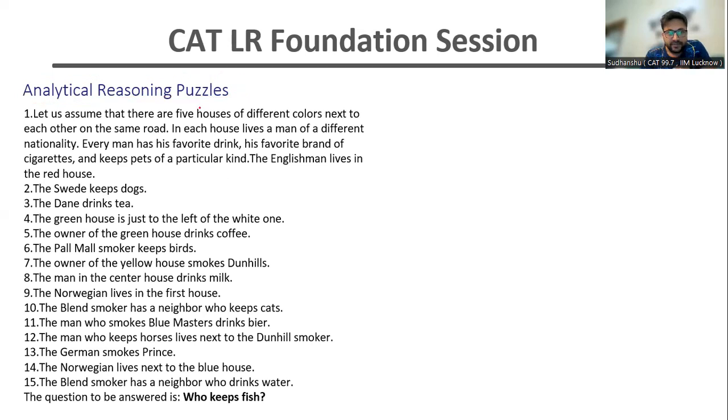Let's assume that there are 5 houses of different colors. In each house lives a man of different nationality. There is a drink, there is a brand of cigarette, and there is a pet. So 1, 2, 3, 4, 5, 5 fields are there, right? And there is one more, which is the order of these houses. So color, order, drink, nationality, cigarettes, and pets. So there are 6 fields here.